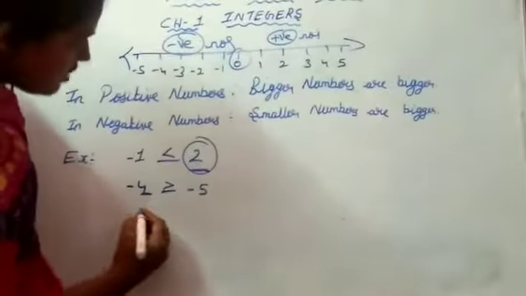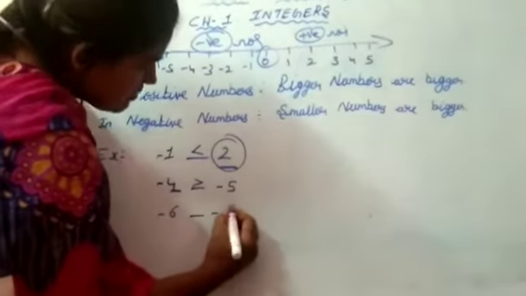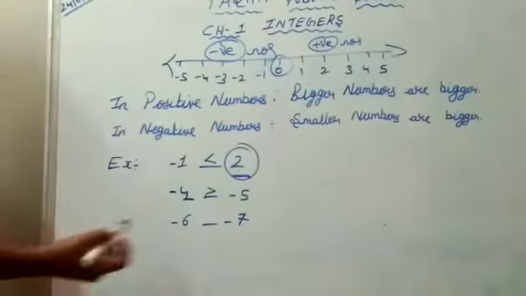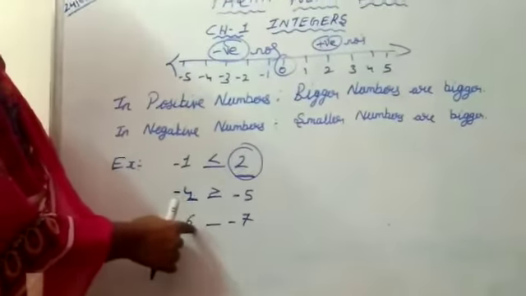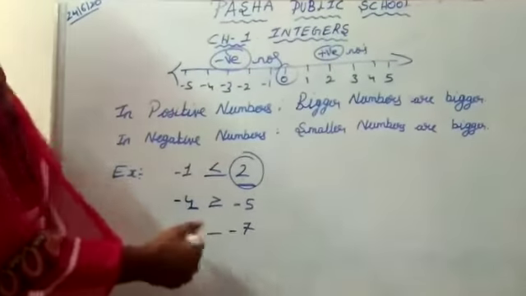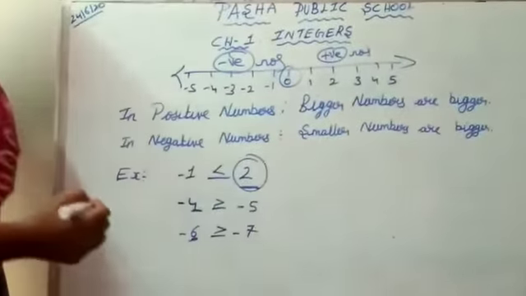Now the next example is minus 6 and minus 7. Here also we can see both are negative numbers. Now which is your smaller number? 6 is the smaller number. So which will be the greater number now, minus 6 or minus 7? Minus 6 will be greater than minus 7.